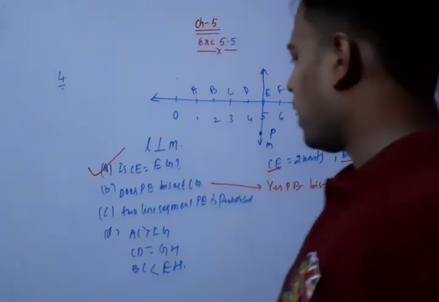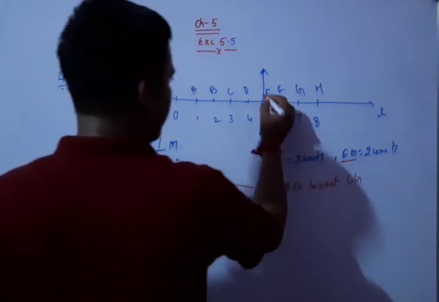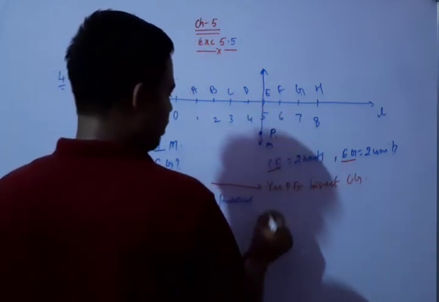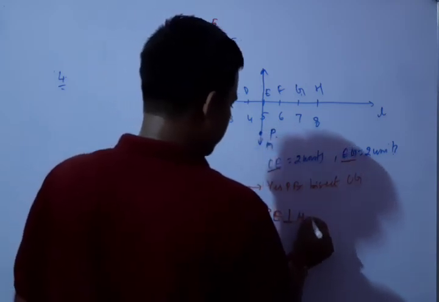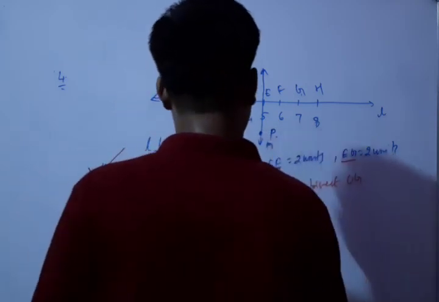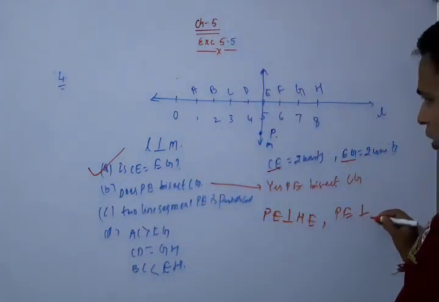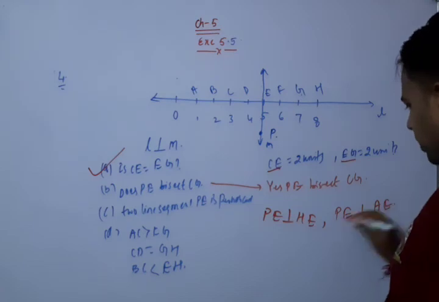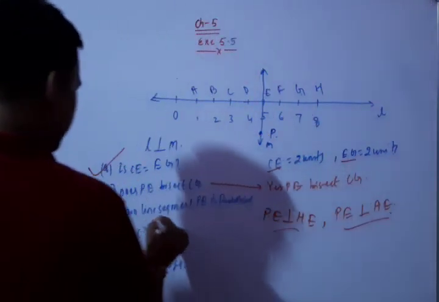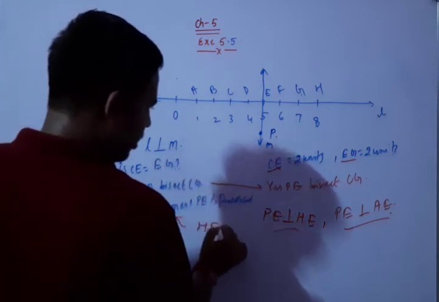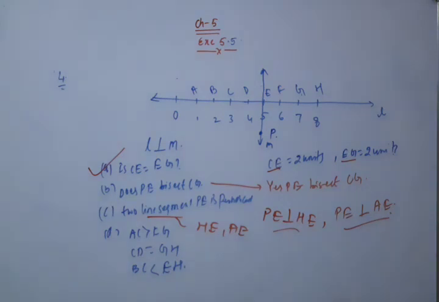Now the two line segments for which PE is perpendicular. This is PE. PE is perpendicular to HE, and another is PE perpendicular to AE. These are the two line segments: HE and AE. Now AC greater than FG.